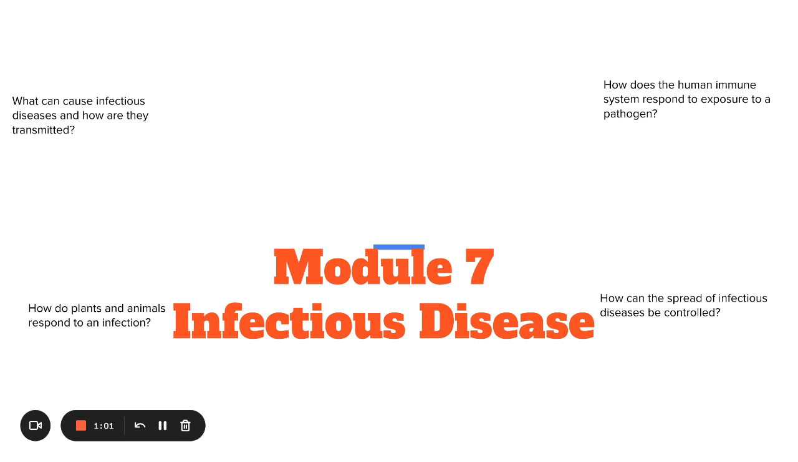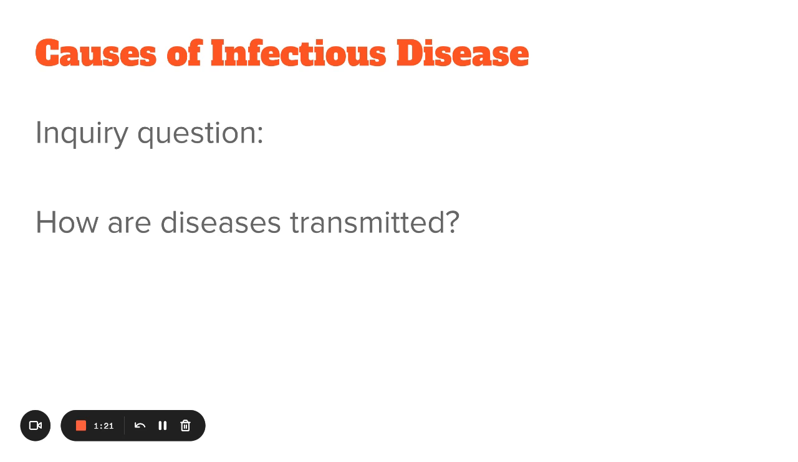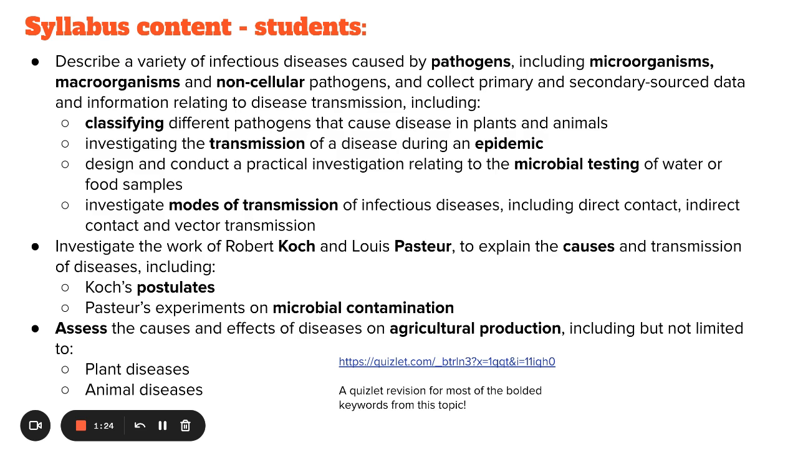Module 7 is about infectious disease, and as you know, if you study HSC in New South Wales, all of our modules are guided by an inquiry question. We have 4 inquiry questions for this module, which we will start on the top left-hand side, which is about what causes infectious diseases and how diseases are transmitted. This is all the boring syllabus content, and there are some keywords that have been highlighted in bold. At the end of this topic, there is a Quizlet revision, and if you're interested, here is a link on the bottom that you can press on for the topic.